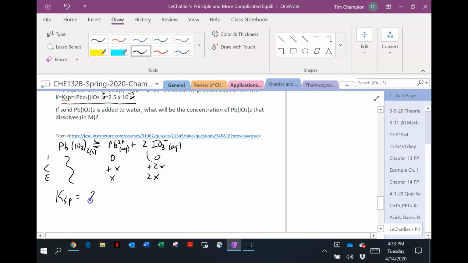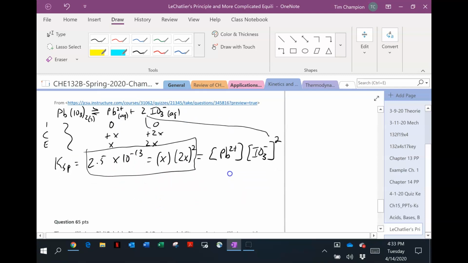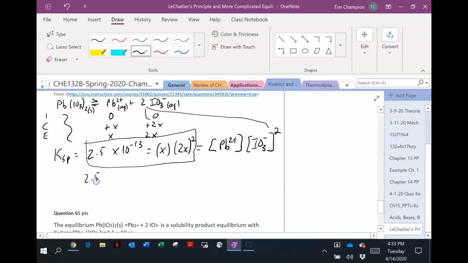We plug those into the Ksp expression. Ksp is equal to 2.5 times 10 to the negative 13th. That's going to be equal to x times (2x) squared, where the Pb2+ concentration is x, and the IO3 minus concentration, the iodate concentration, is 2x, and we square that because there's a 2 in front of the iodate as well. So we have this little equation to solve: 2.5 times 10 to the negative 13 is equal to 4x cubed.